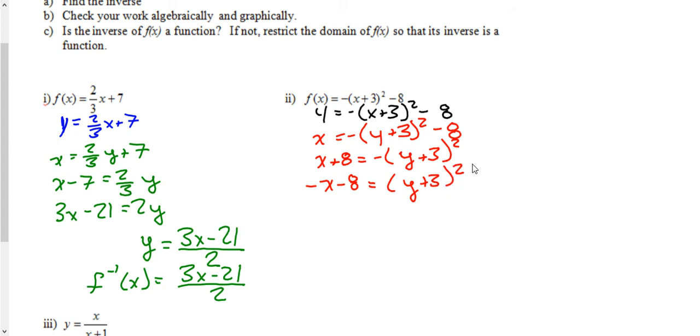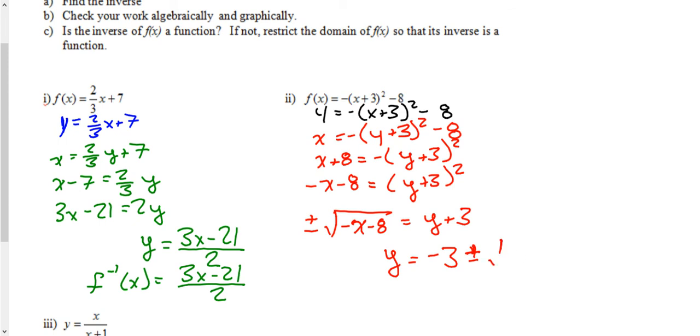Up next, I've got to get rid of this squared. The opposite of a squared is a square root, so I'm going to have plus minus square root of negative x minus 8. That's all equal to y plus 3. And finally, moving this 3 to the other side, I end up with y equals negative 3 plus minus, because there's a radical there, plus minus square root of negative x minus 8. And there we go, we have our second equation done.